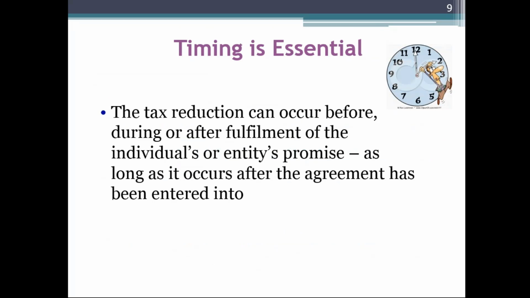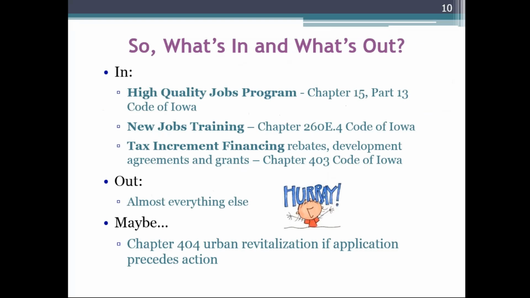The timing is essential. The tax reduction can occur before, during, or after fulfillment of the individual or entity's promise, as long as it occurs after the agreement has been entered into. So the agreement must precede the action, and if it doesn't, then it's not covered by GASB 77.